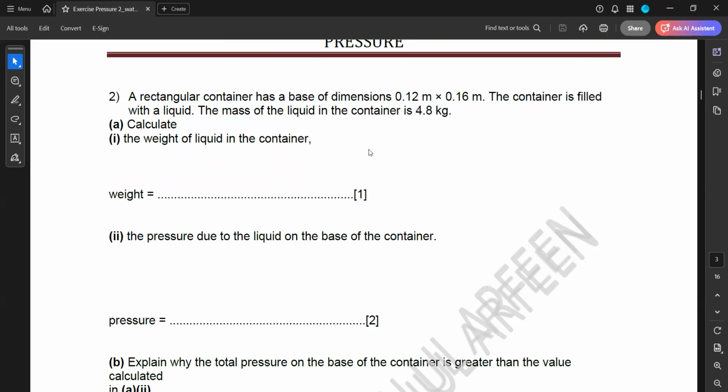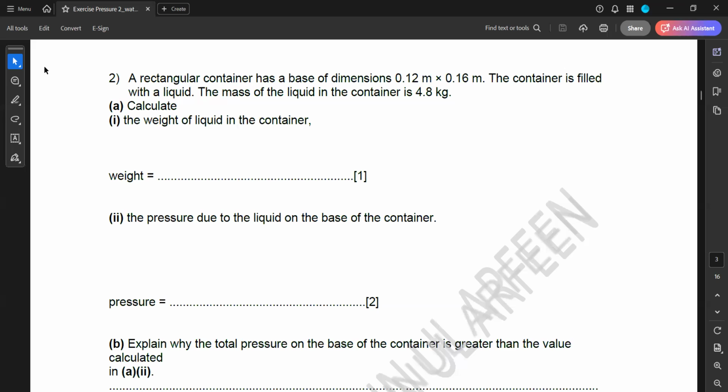Teacher, for number 2, the formula was W is equal to mg, right? You mean the first one, A1? Yes, the formula was W equal to mg, mass times gravity, which is 4.8 times 9.8, and that gives you the answer. Yes, the gravity you will take as 9.8 and the mass is given.